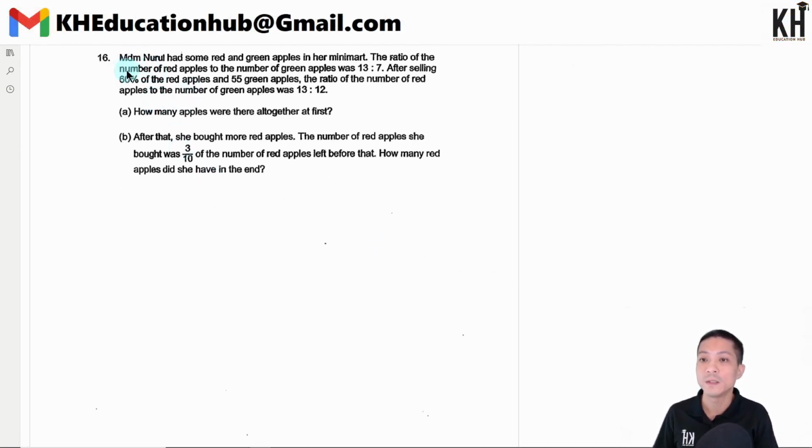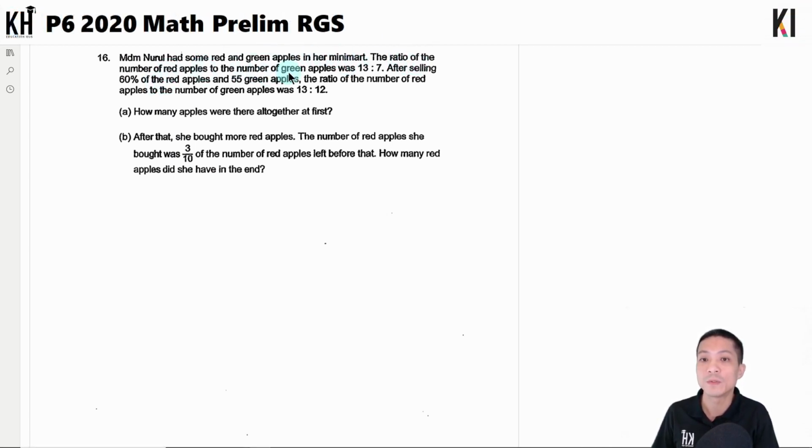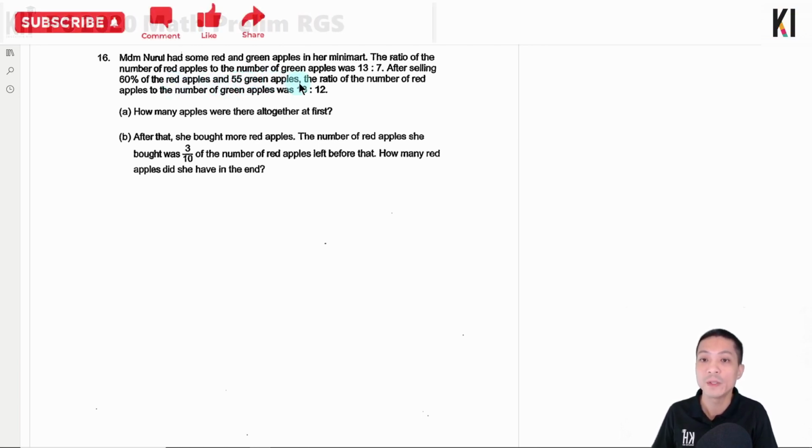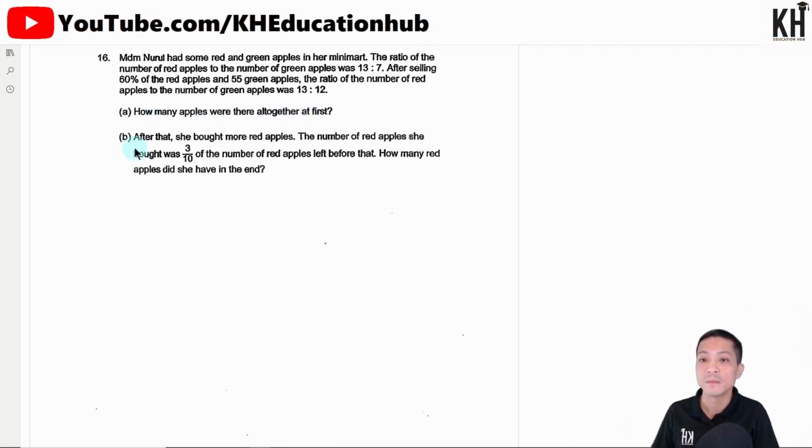Okay, question 16. Madam Nuru had some red and green apples in her mini-mart. The ratio of the number of red apples to the number of green apples was 13:7. After selling 60% of the red apples and 55 green apples, the ratio of the number of red apples to the number of green apples was 13:12. Okay, how many apples were there altogether at first? Okay, let's do part A first.